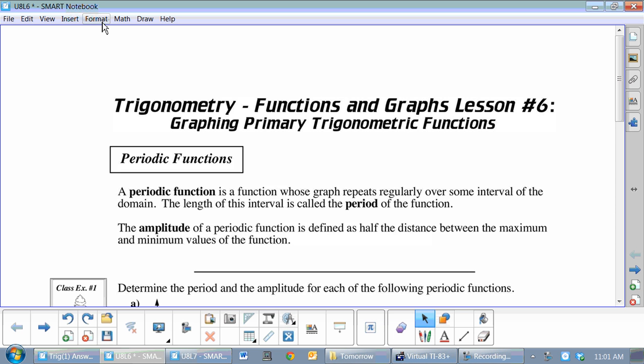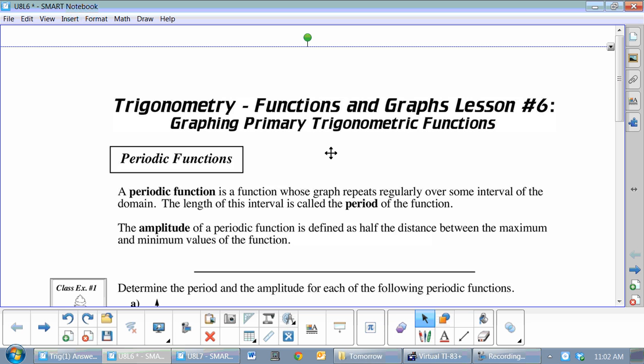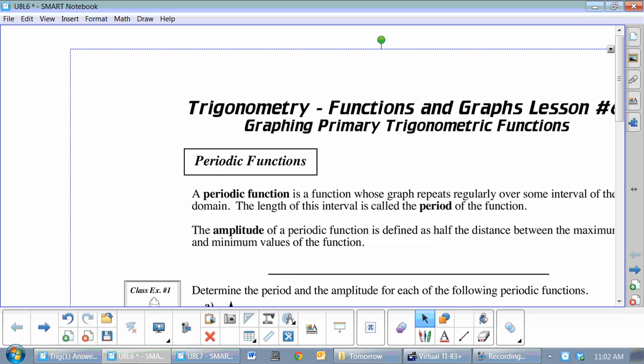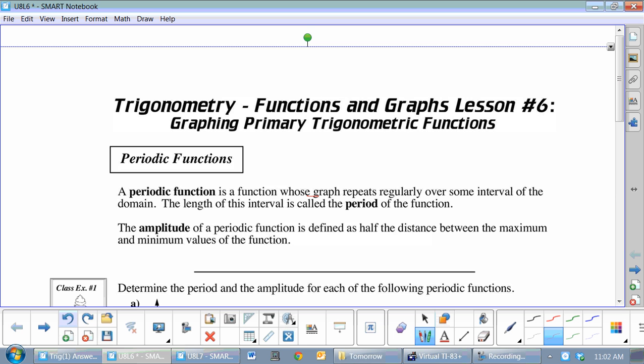Now, today we're going to be talking about the graph of sine x and cos x and tan x, okay? The actual visual graph of it. Now, sine, cos, tan graphs are what we call periodic functions. Why? Because they keep repeating over a certain interval, okay? So they repeat regularly. And the length of one repeat, or one interval, is called a period.